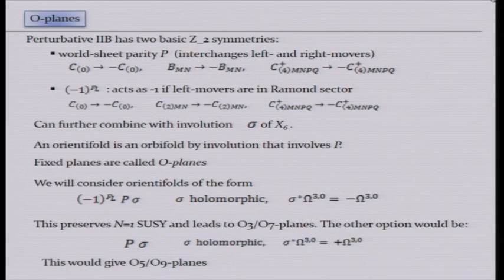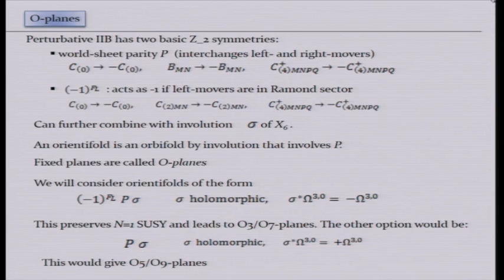So you want to consider orbifolds by these kinds of symmetries, and in fact, we also want to consider orbifolds that involve a further involution, sigma of x6. The composition of two or three or whatever number of involutions is still an involution, so I'm going to compose a few involutions to get some interesting composite involution, and use that involution to orbifold. By definition, an orientifold is an orbifold that involves a parity involution and possibly some of these other involutions, but it has to involve a parity involution.